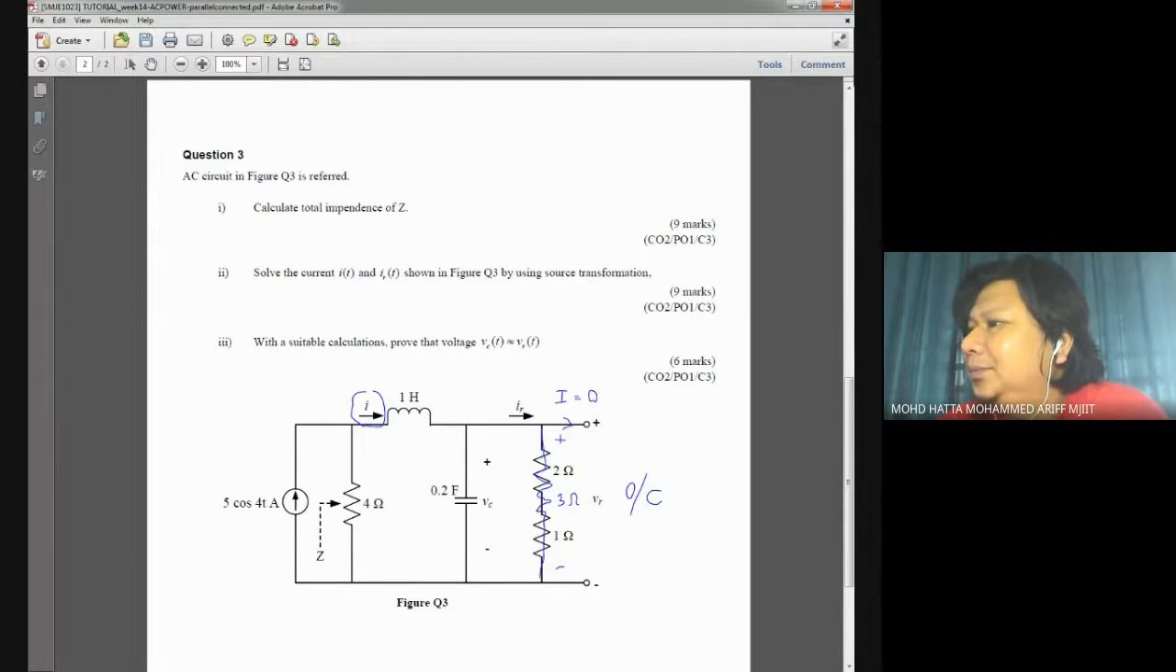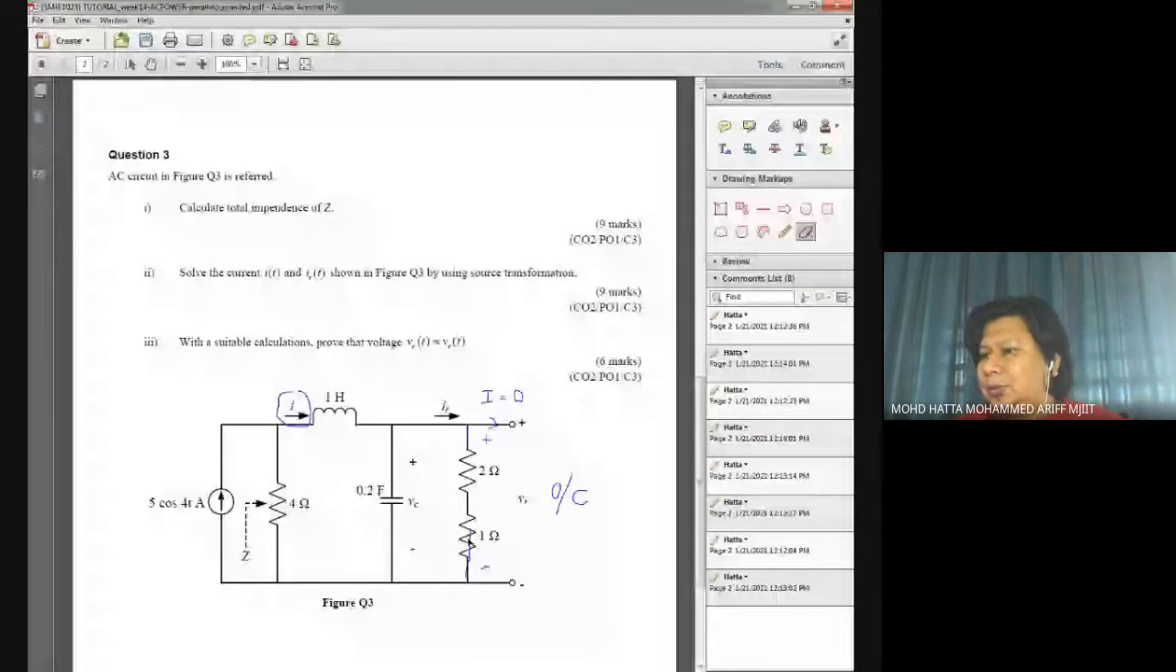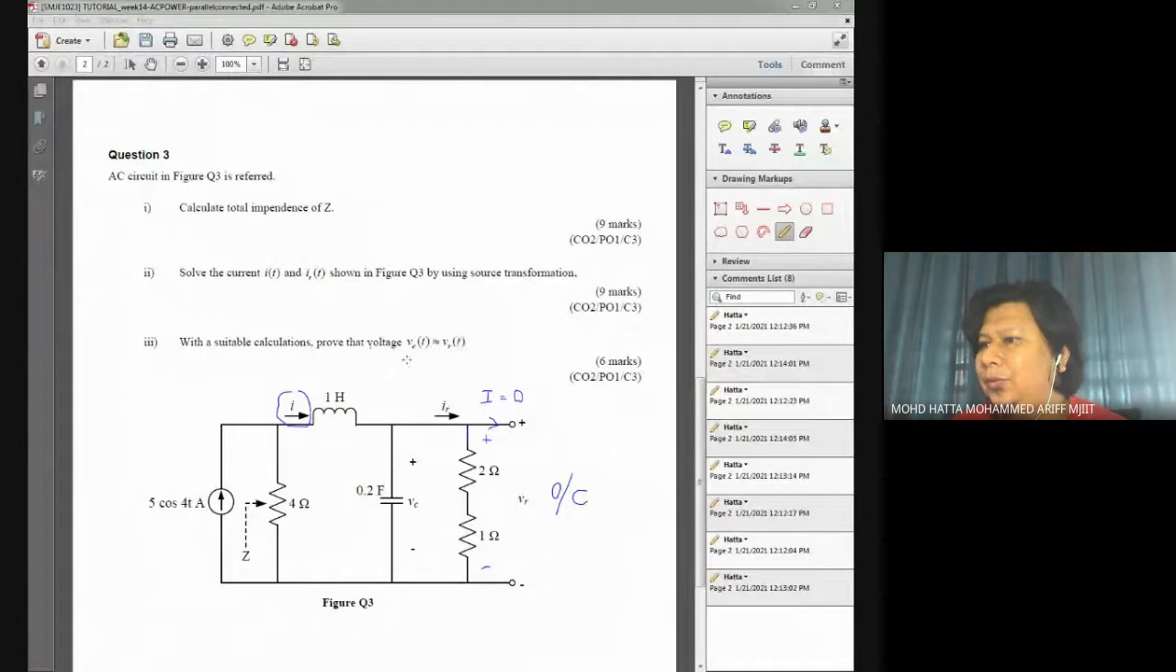Okay, let's erase this first. Anyway, the VR over here is basically the voltage across the 2 ohm and 1 ohm resistors, the summation of those voltage drops. And finally, we need to prove that VC equals VR.